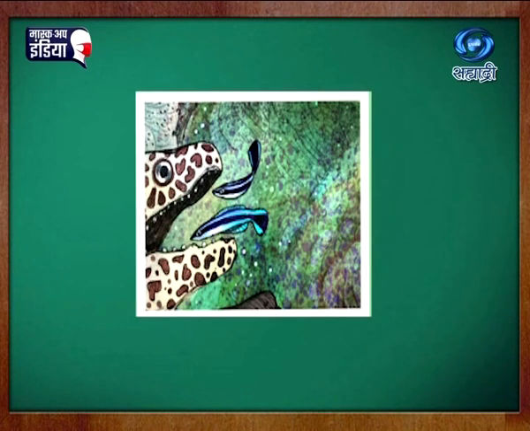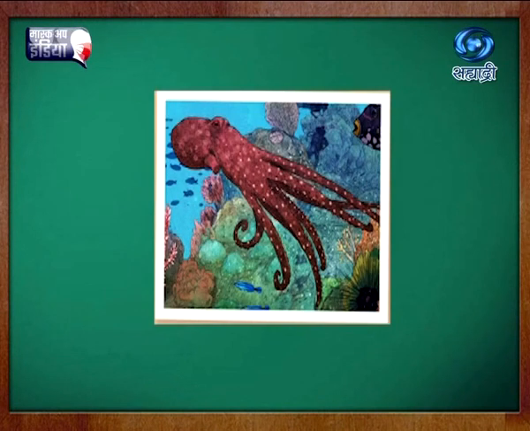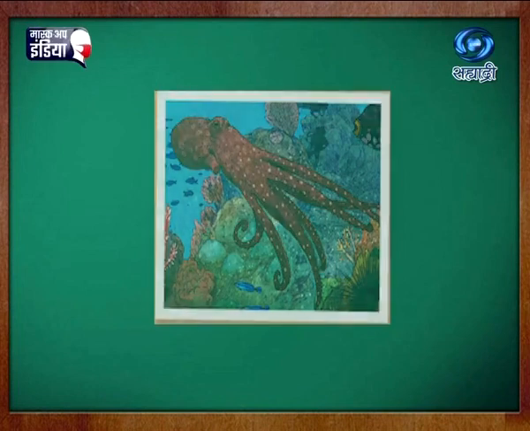Cleaner wrasses are small fish that keep bigger fish clean by feeding on their parasites and dead skin. The bigger fish recognize the wrasses by their colors and the dance-like way they move. The reef octopus can hide by changing its color and texture. It makes its home in holes in the reef or buries itself in the sand.